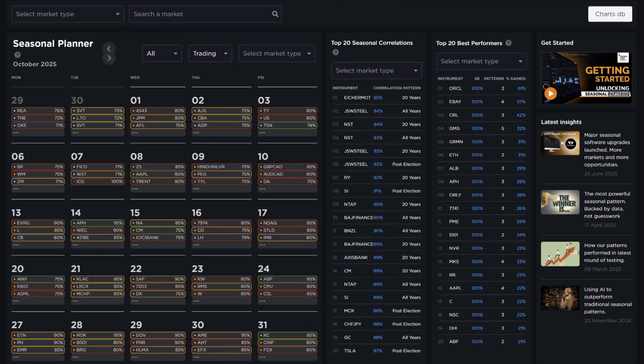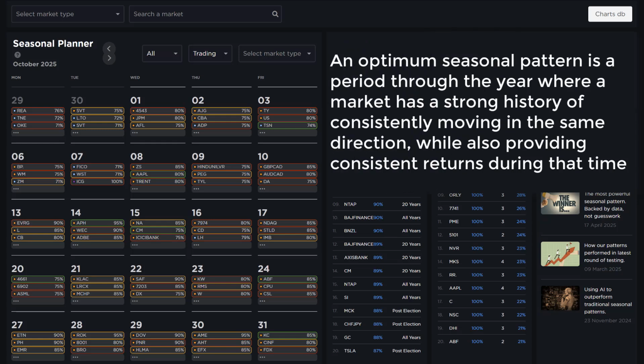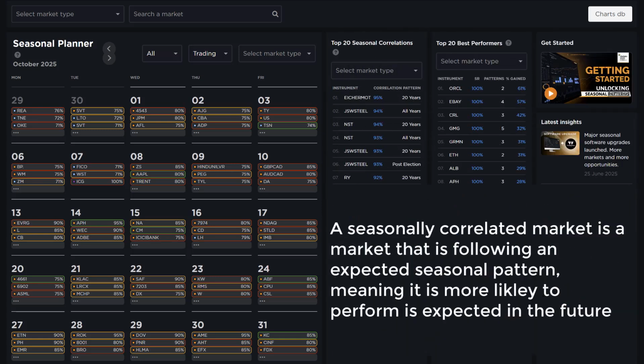So to recap those 2 points, an optimum seasonal pattern is a period through the year where a market has a strong history of consistently moving in the same direction, while also providing consistent returns during that time. A seasonally correlated market is a market that is following that seasonal pattern, meaning it is more likely to perform as you expect moving forward.